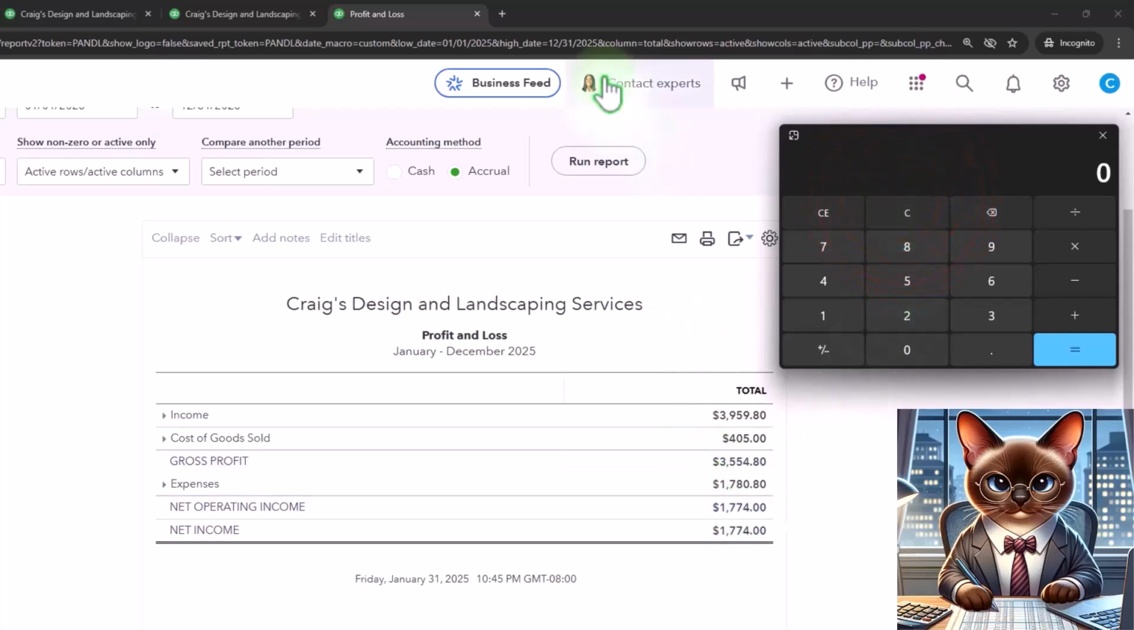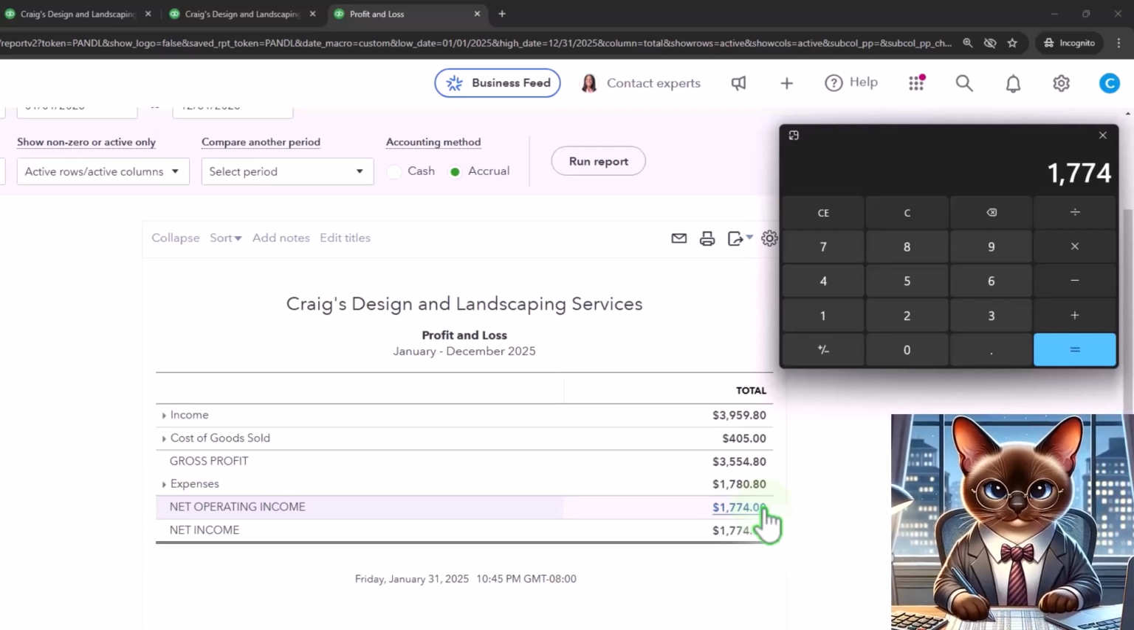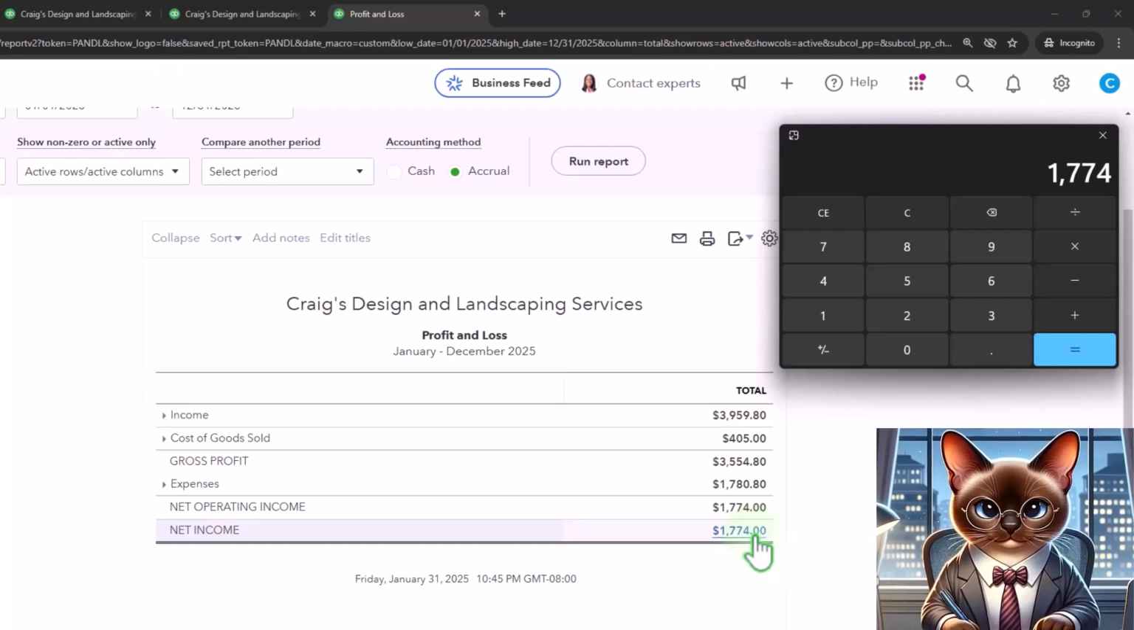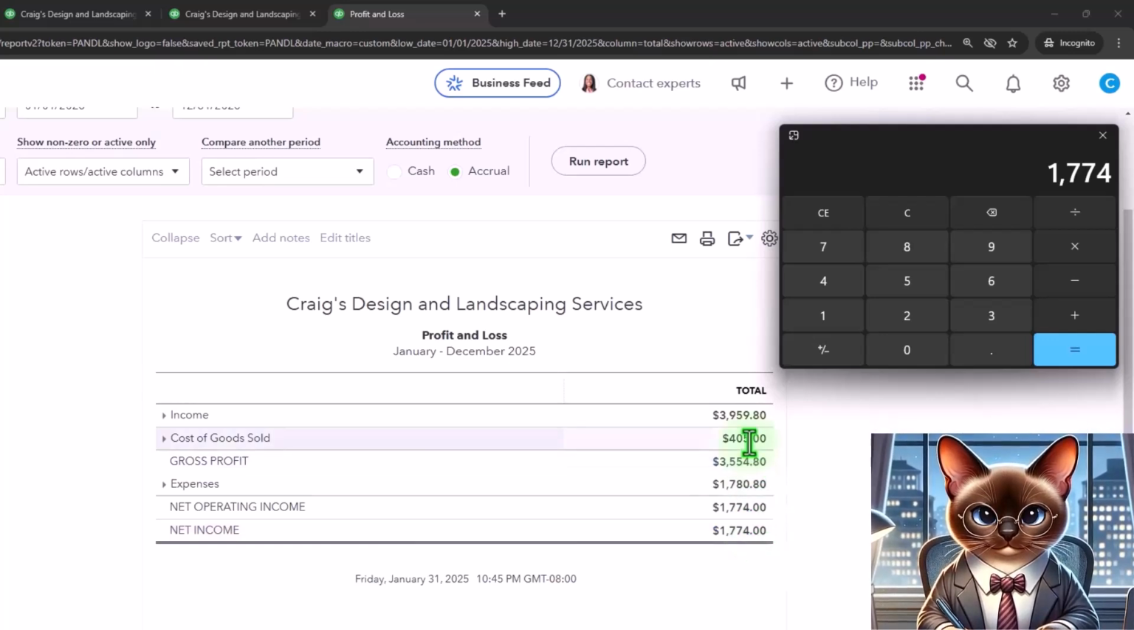So in this case, it's 3959.8 minus the 405. That gets us to the 3554.80. And then all of the other expenses, the normal category, minus 1780.8, that's going to give us our 1774. And then if there were any other income and expenses, I would add them as another subcategory to get us down to the net income. So notice that if we have any of these subcategories, these subcalculations, it's always going the same way. The income is what we generated. Everything underneath it are the things that we consumed in order to generate the income. Therefore, they're going to decrease the income.